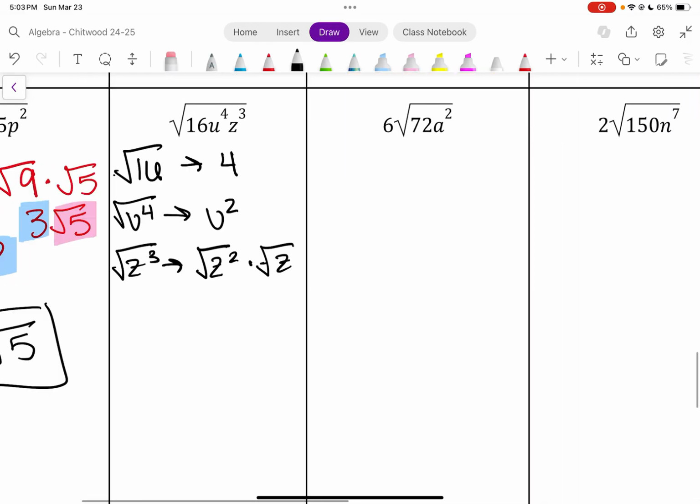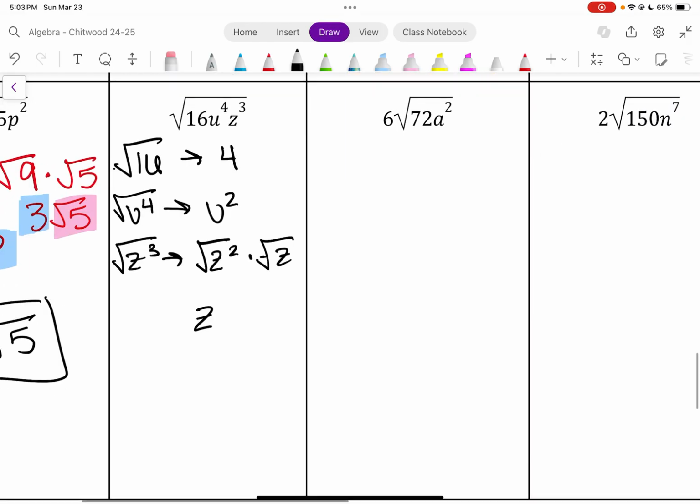And I know the square root of z squared will give me just z, because I'm dividing that exponent. 2 divided by 2 gives me 1. Then left over, I get z. So now same thing, you write all of the numbers slash variables that are not under the square root first, which is going to be 4u squared z. Then after that, you write what is under the square root after. So square root of z.